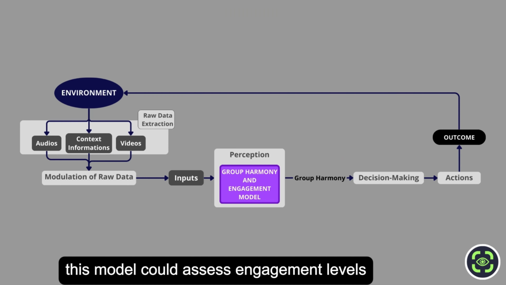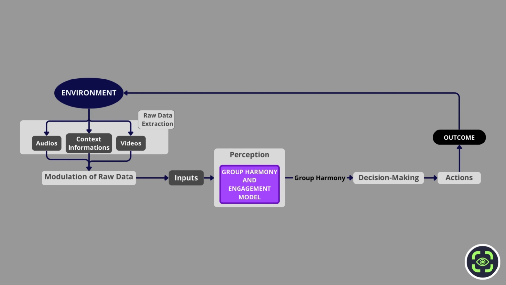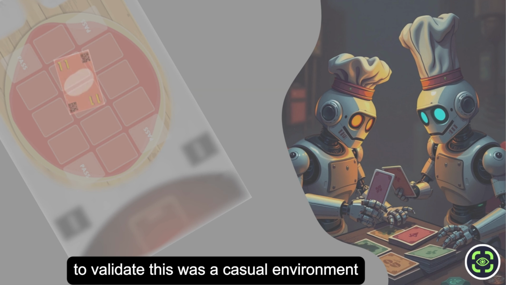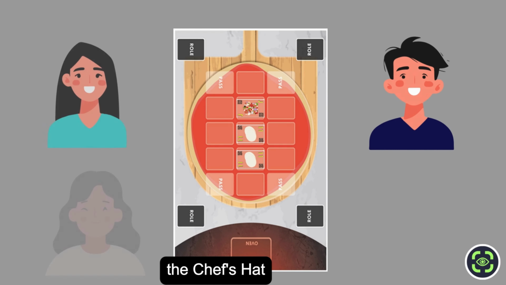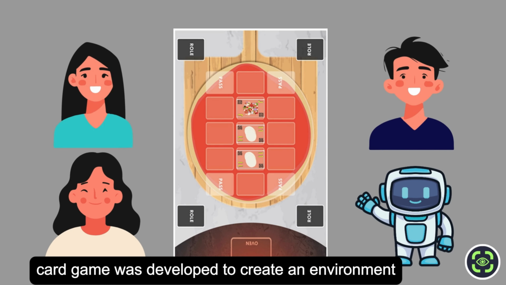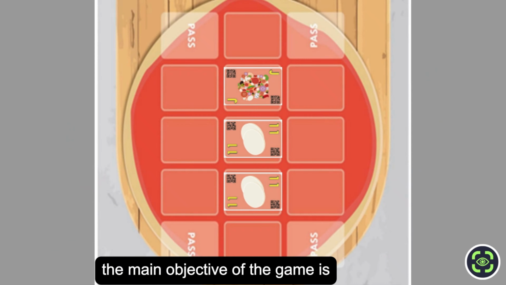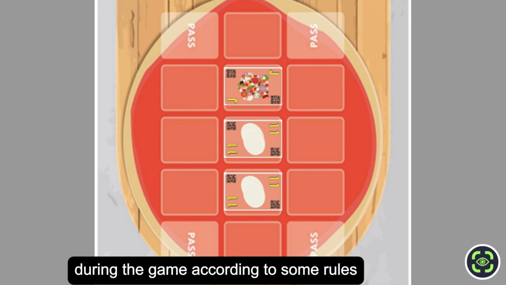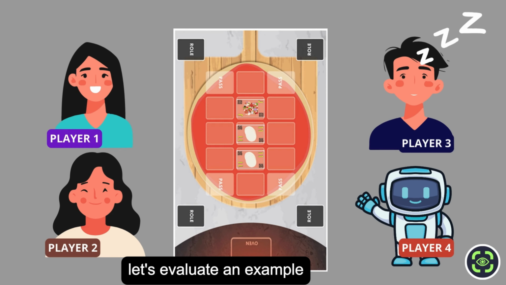This model could assess engagement levels and group dynamics, generating a group harmony score. An agent could then use this score to guide interactions, improving communication efficiency. To validate this, we use a casual environment, a card game like Chef's Hat is a perfect testbed. The Chef's Hat card game was developed to create an environment that makes humans and agents interact. The main objective of the game is for players to discard as many cards as possible during the game, according to some rules. Let's evaluate an example.